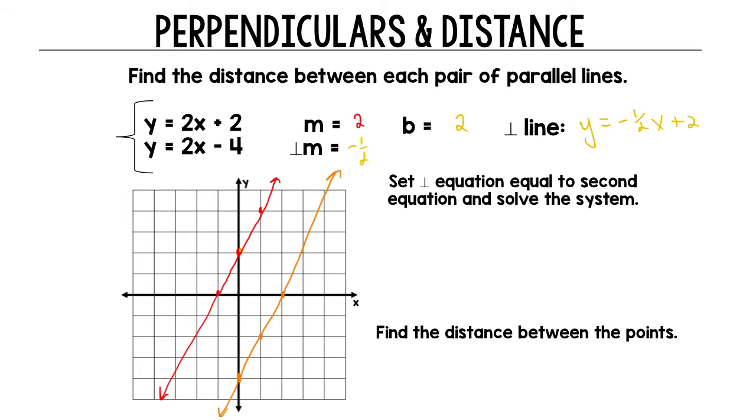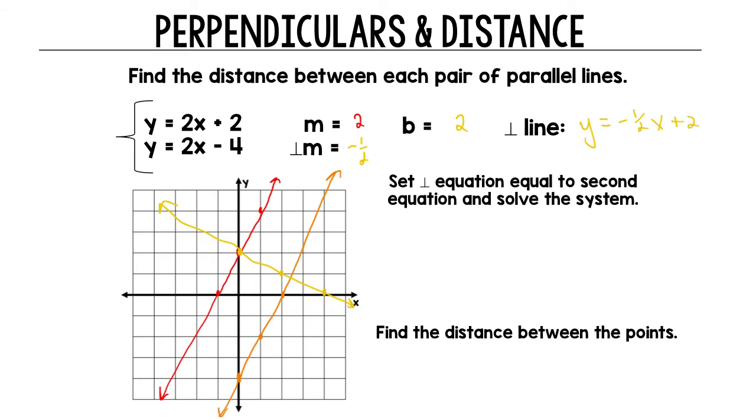So let's graph that line. The y-intercept is 2, so it's going to be right there. And the slope is -1/2. Down 1, right 2. Down 1, right 2. So that is the perpendicular line that goes between my two poorly drawn parallel lines.